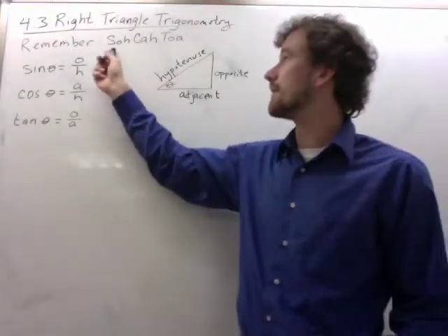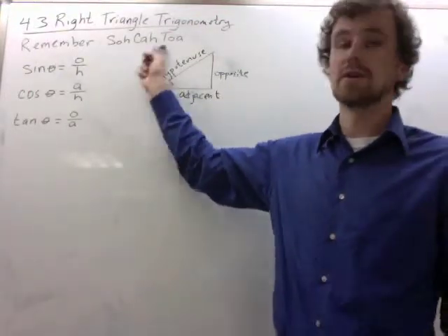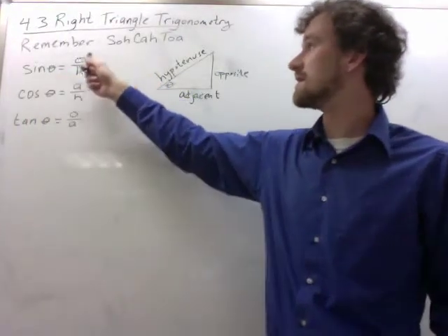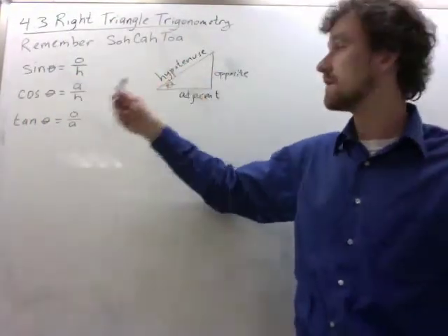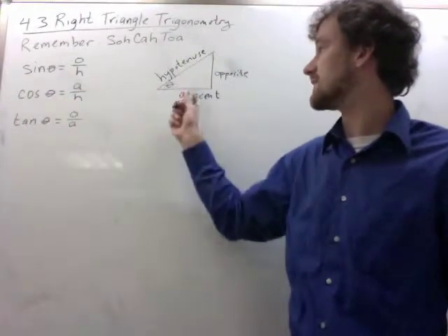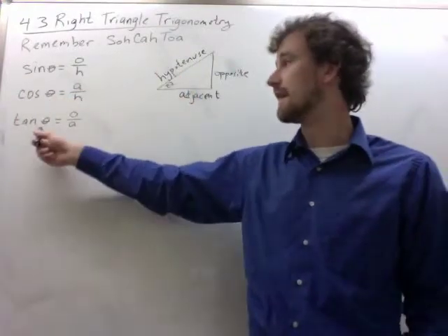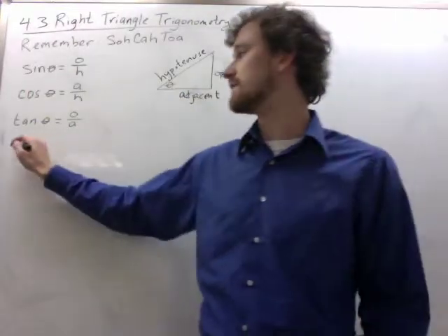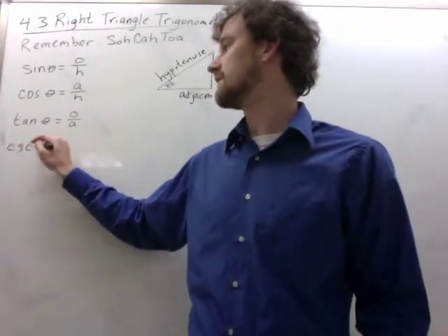You may remember from a previous course the mnemonic SOHCAHTOA, which reminds you that sine is opposite over hypotenuse, cosine is adjacent over hypotenuse, and tangent is opposite over adjacent. The other three trig functions are reciprocals of those.